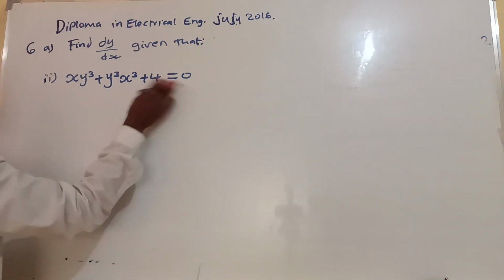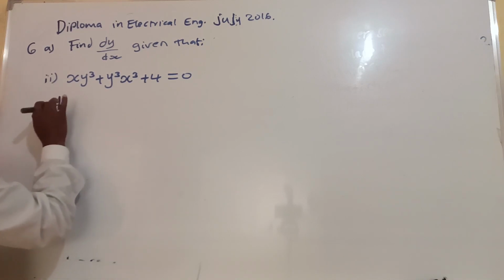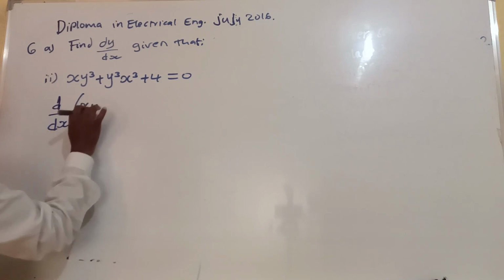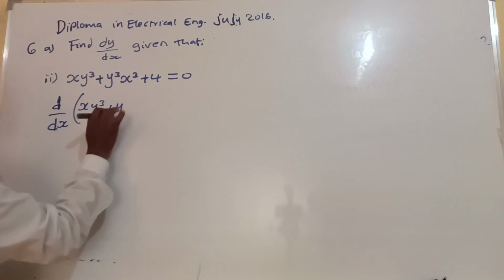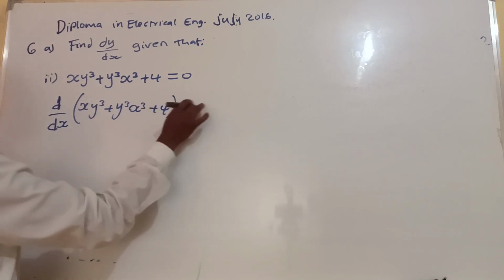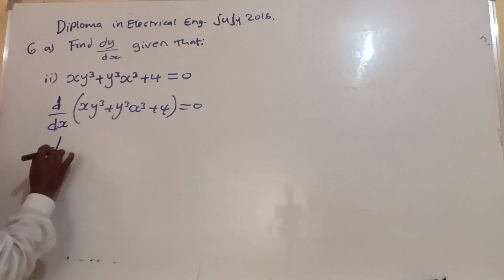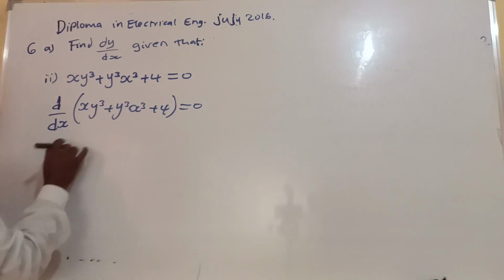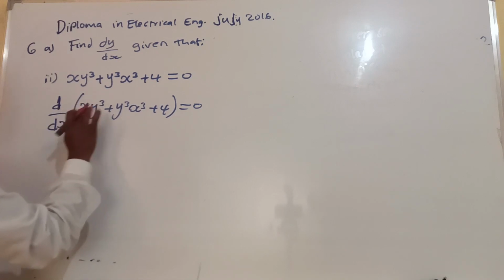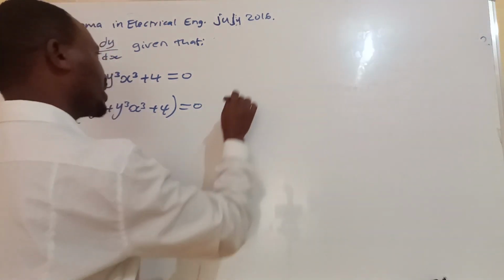Now, we are going to go ahead and differentiate this, so that this will be the derivative with respect to x of xy cubed plus y cubed x cubed plus 4 is equal to 0. So we do the differentiation. This one, notice you use product rule here in this case and this case.